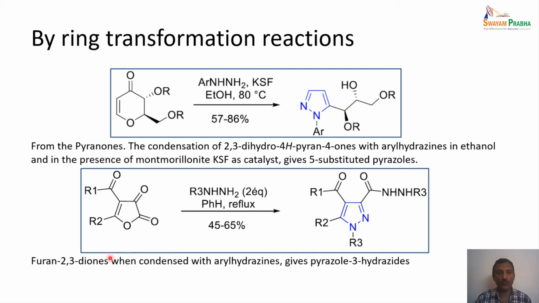And when we use furan-2,3-diones as shown here, again it is condensed with aryl or alkyl hydrazines. Here the solvent is benzene, and under reflux conditions it gives pyrazole-3-ols. So these are the two ways. Here we are using two equivalents of the hydrazine. In this particular case we are using only one equivalent of the hydrazine. So these two other heterocyclic rings are converted to pyrazole rings.